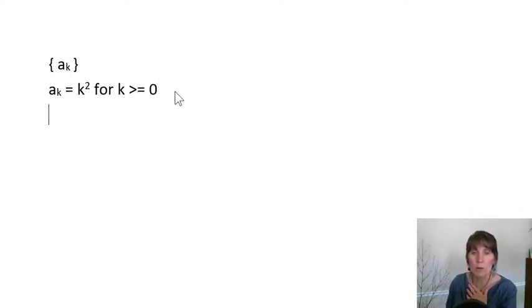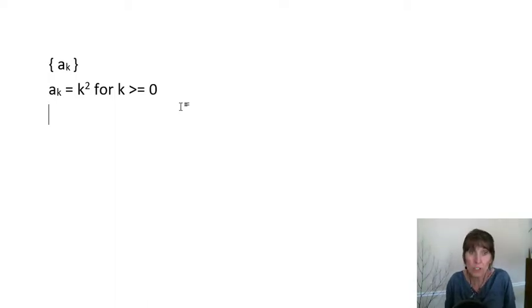If there were an upper limit, it would say, for K greater than or equal to 0 and less than or equal to some other value. So we could do a finite sequence with a formula, but it would have a range that had both a beginning and an end. Because this one only has a beginning, it's infinite because it doesn't have an end.